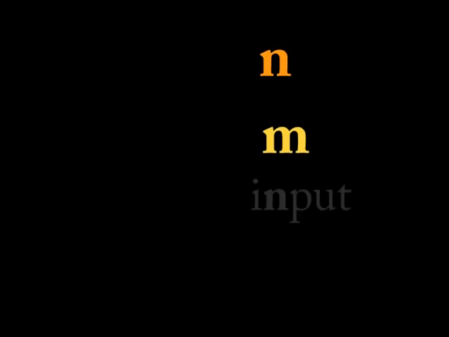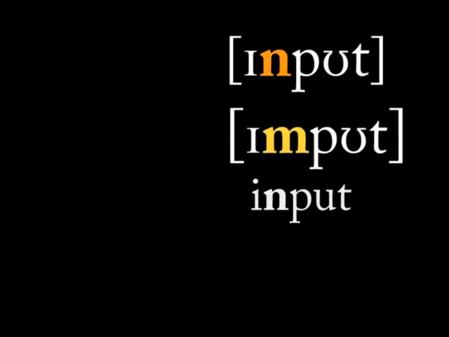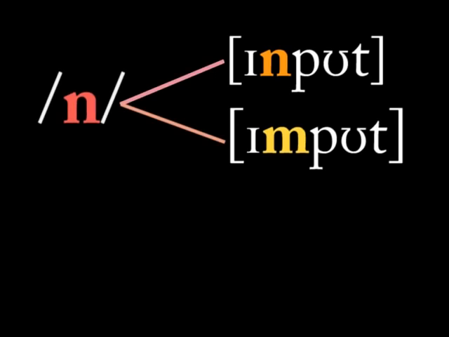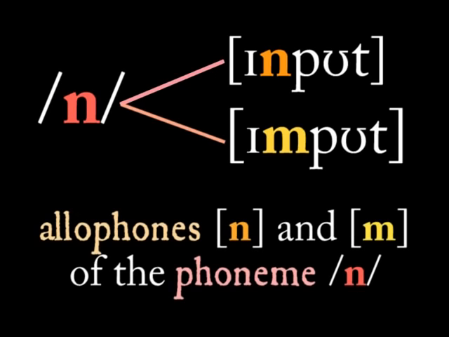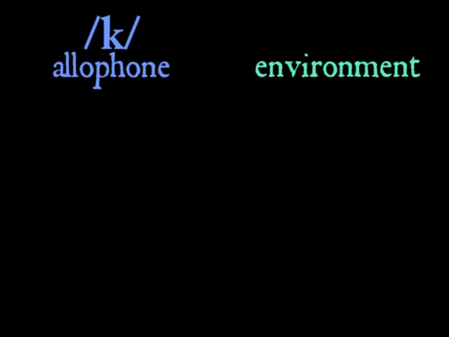The same goes for N and M in the word input. I've heard that word pronounced both input and input, making N and M variants of the same sound, allophones of the phoneme N. The sounds K and K show up in different places.